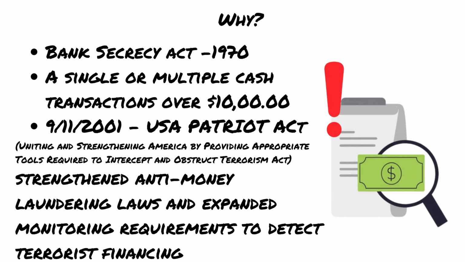Any single cash transaction over $10,000 or multiple cash transactions totaling more than $10,000 in one business day triggers a CTR filing. The goal was not to accuse customers of wrongdoing. Instead, it created a paper trail which helped identify patterns tied to trafficking, organized crime, corruption, and terrorism financing.